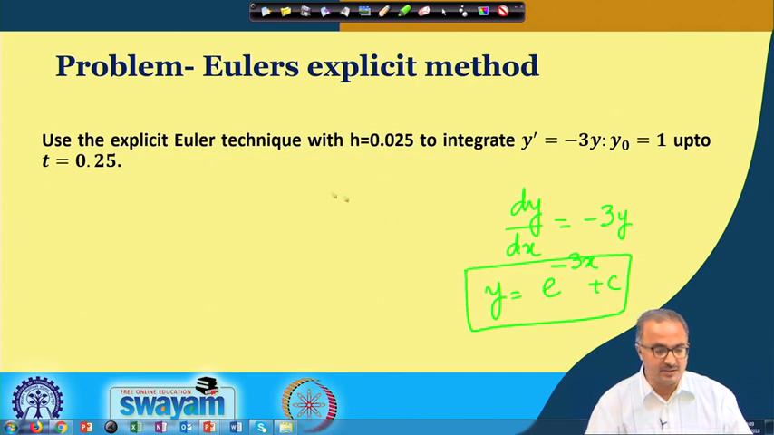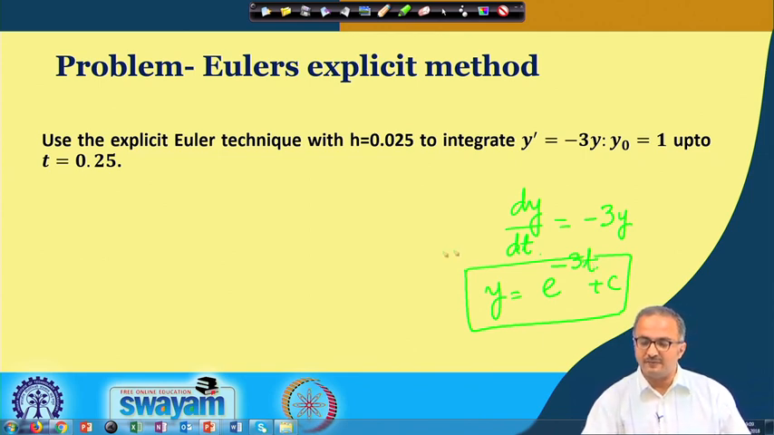So, here I will put this in terms of t. Let me put this in terms of t, this is not x. Okay. So, this will be t here, and here also it is not x, it will be t here.